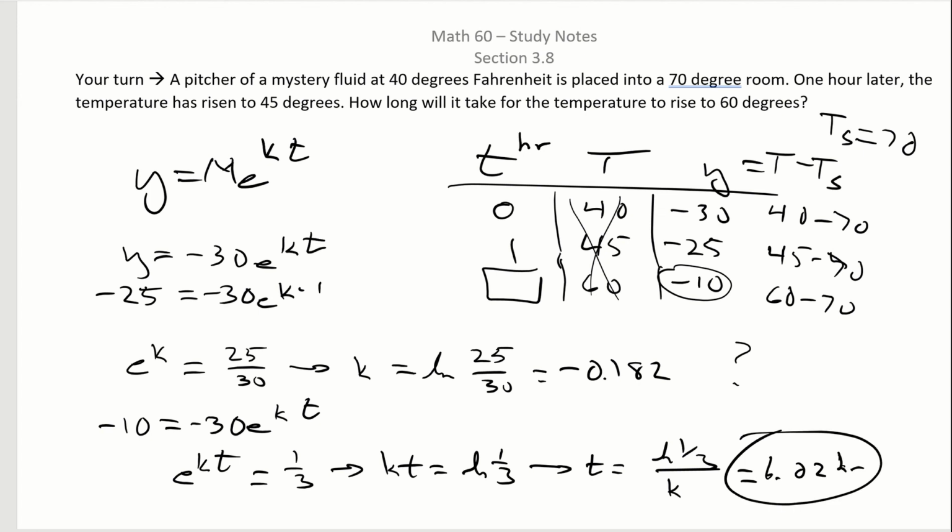So basically this mystery fluid rises to 60 degrees in 6 hours, if I did that right. If I didn't, I'll be embarrassed because this is going to go on YouTube. But that makes sense. When I did it, it used to say water and it was 6.02 hours. Now that's not quite right. So unless I'm missing something here, I might have gone too fast. But I think that you see the process.